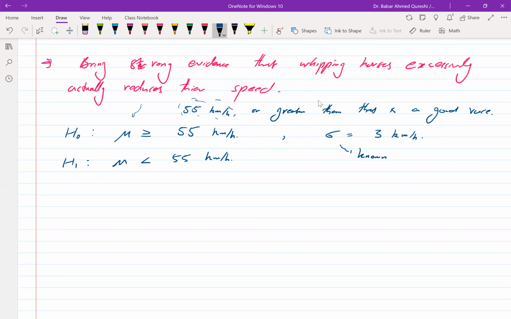So what would be the critical value? Let's say they run 9 horses and whip them. And they find that X bar, the average sample speed, is, let's say, 52.5.